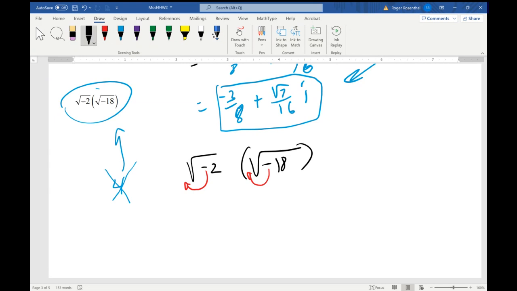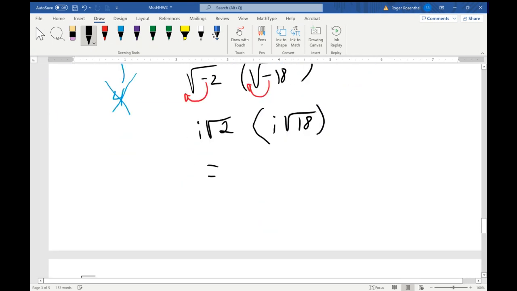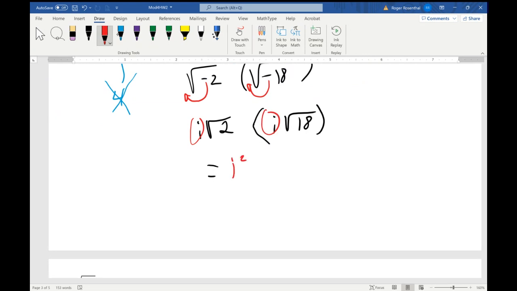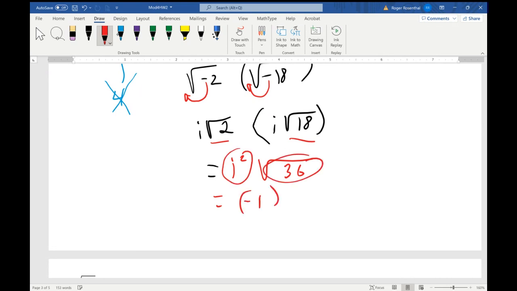So this becomes i times the square root of positive 2 times i times the square root of positive 18. The i times the i will be i squared. And the square root of 2 times the square root of 18 will be square root of 36. So i squared is -1. The square root of 36 is 6. And that will give me -6 for my final correct answer.